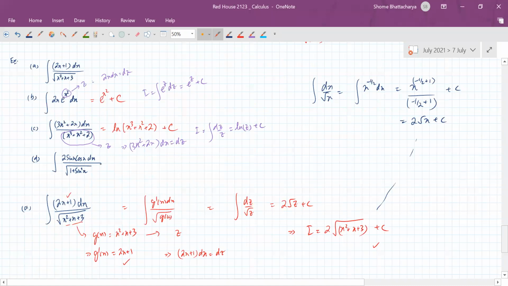So in the C part, what you do is you substitute the denominator x cube plus x square plus 2 as z. So then you'll see that dz by dx is 3x square plus 2x. Understood, no? Yes.